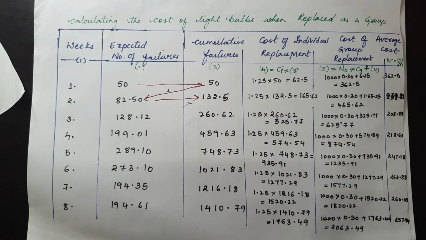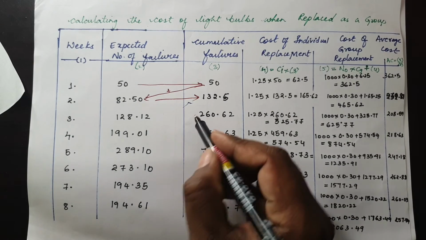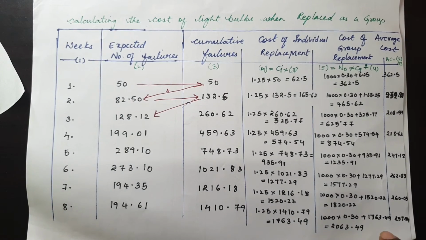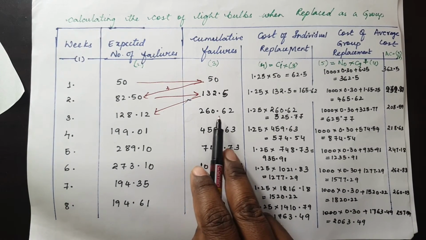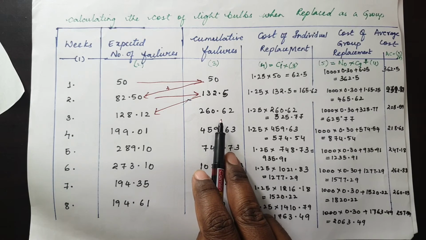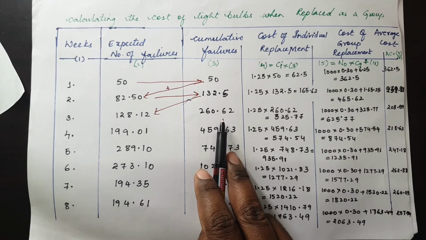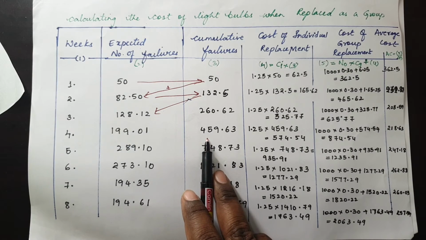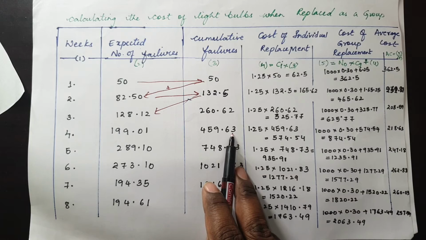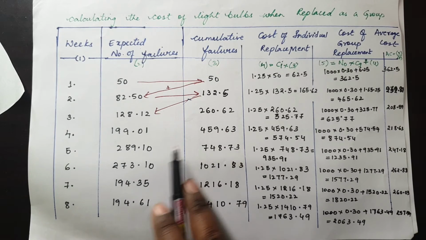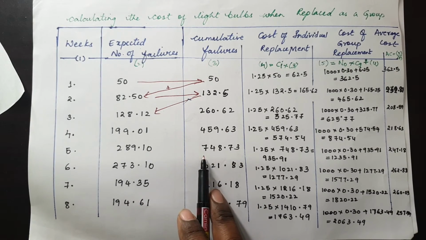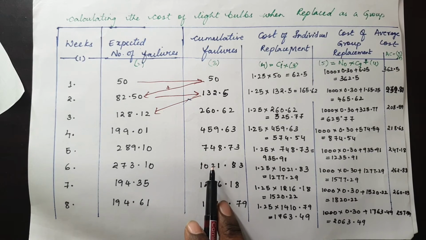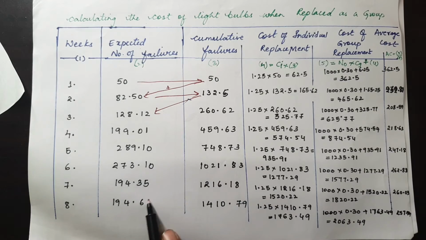133.25 (sic). Then 133.25 plus 128.20, how much will you get? 260.62. Then 260.62 plus 199.01, how much will you get? 459.63. 459.63 plus 289.10, how much will you get? 748.73. This plus this you will get this one, and so on.